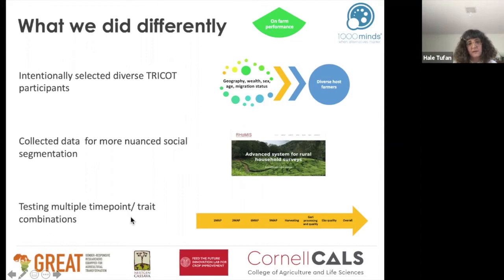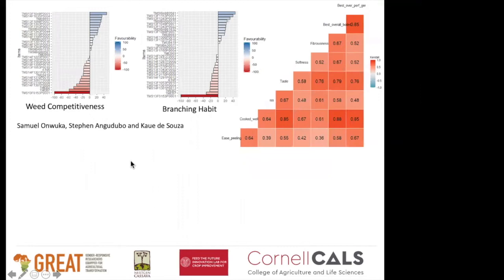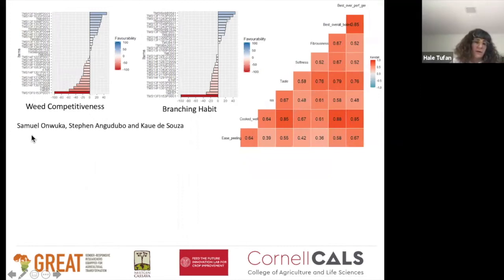What we did was maybe having too much data, in that we had multiple time points, and in each time point, multiple traits that we were ranking best and worst for. So we end up with really a large and complex data set. So this is ongoing, and the data is being analyzed by Samuel Anbuka at NRCRI in Nigeria, Stephen Angadubo in Uganda, and Kawe, who works with Jacob to help us analyze these large data sets. And I'll be showing very first pass data for mostly first and third month because the trials just concluded this summer, so we're still working through the data.